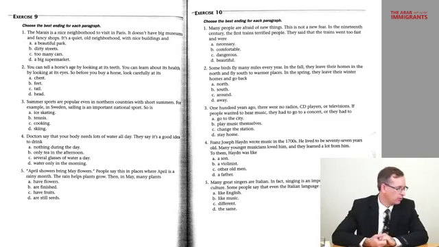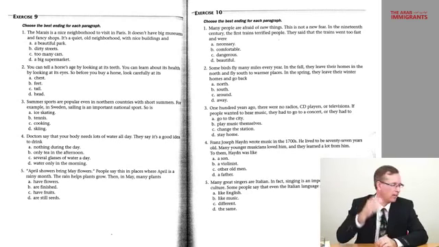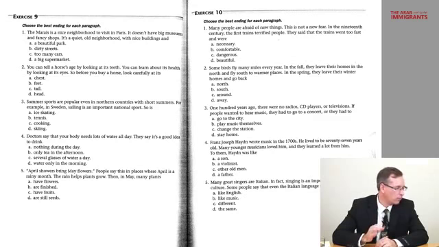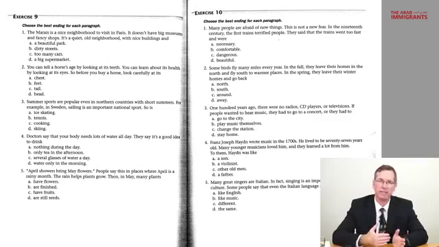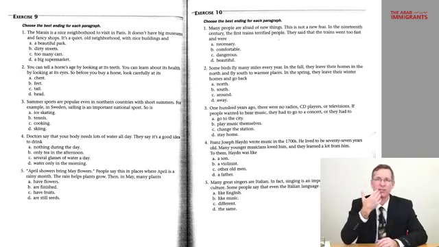Let's look at number 2. You can tell a horse's age by looking at its teeth. You learn about its health by looking at its eyes. Okay, so we have teeth, we have eyes. But so before you buy a horse, look carefully at its chest, feet, tail, or head. Well, where are your eyes and your teeth?